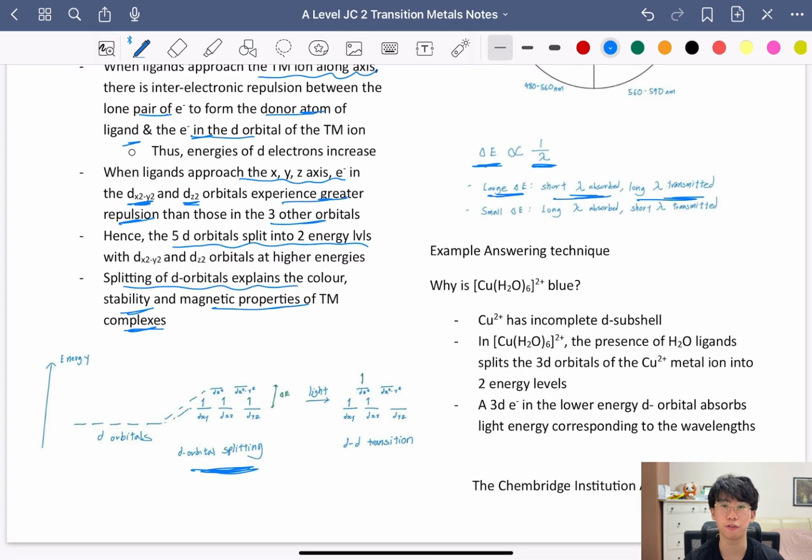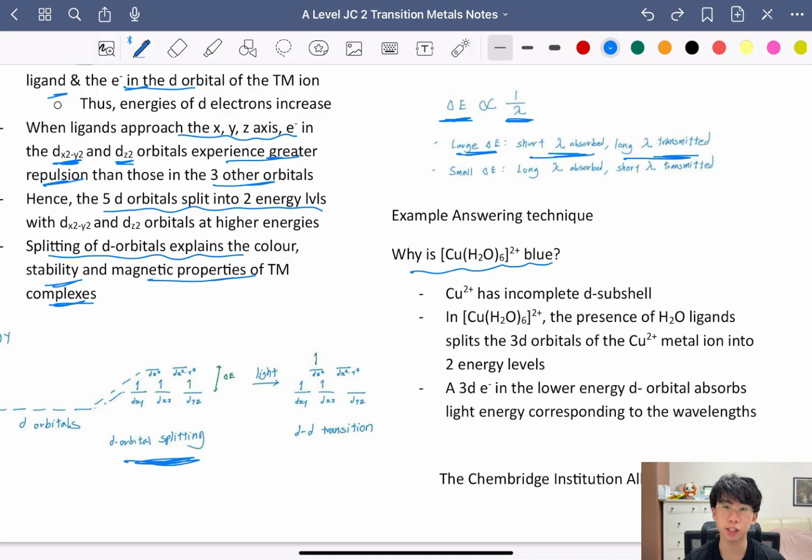So what's an example of an answering technique for this whole concept? Some questions will ask you, why is Cu(H2O)6 2+ blue in color, or any other complex that's a certain color? You have to start by explaining that the transition metal ion has incomplete d subshell, for this is the criteria for the d to d transition. And in your complex, the presence of your H2O ligands will split the 3d orbitals of the ion into 2 energy levels. And the 3d electron in the lower energy d orbital will absorb the light energy that corresponds to the wavelengths that is observed.